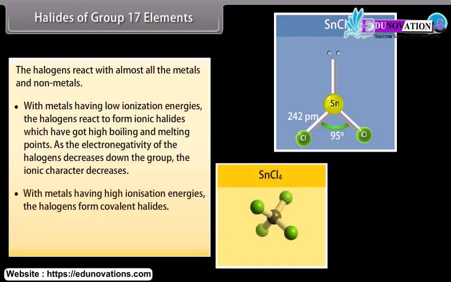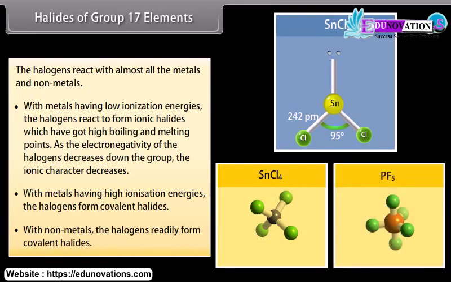With metals having high ionization energies, the halogens form covalent halides, for example, SnCl4 and PbCl4. With nonmetals, the halogens readily form covalent halides, for example, PF5 and PCl3.